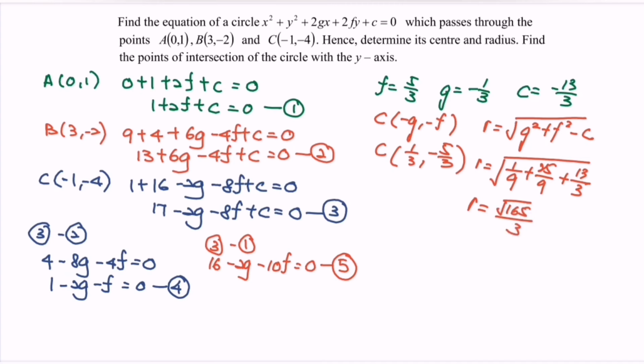So finally, x squared plus y squared plus 2gx. From here, we will have -2x over 3, plus 2fy, so we will have plus 10y over 3. Finally, minus c, so -13 over 3 equals 0. So that is the equation of the circle.